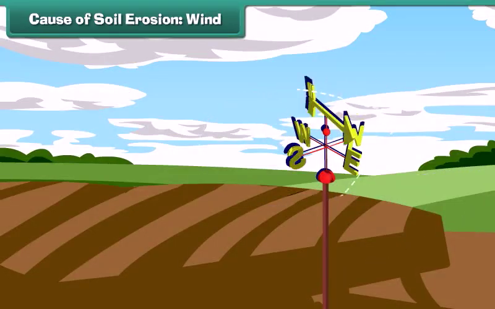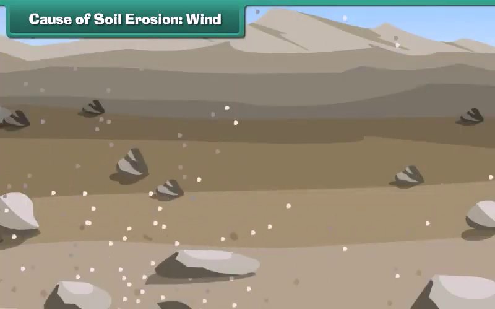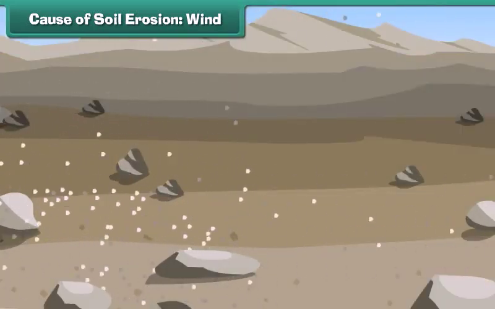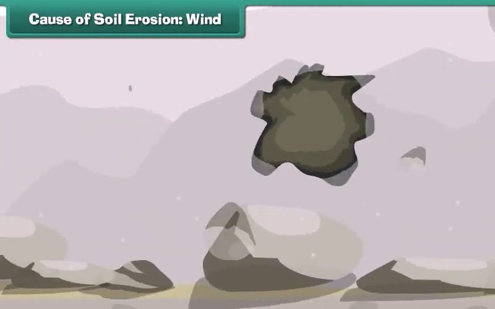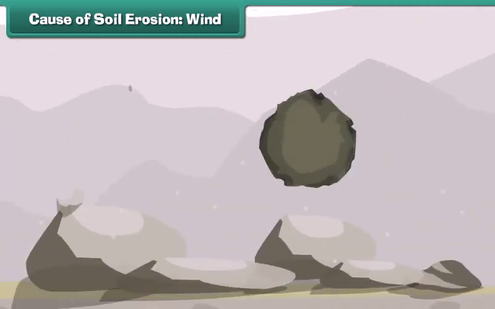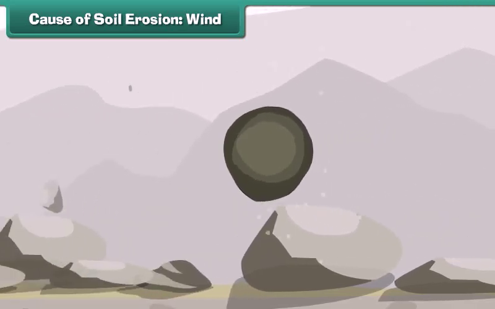The other agent responsible for soil erosion is the wind. Wind picks up the finer soil particles and takes them to another location. During storms, the heavy wind takes away the bigger soil particles to a distant place, and that causes soil erosion.